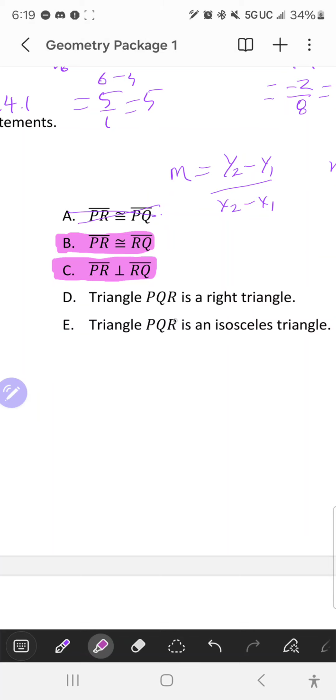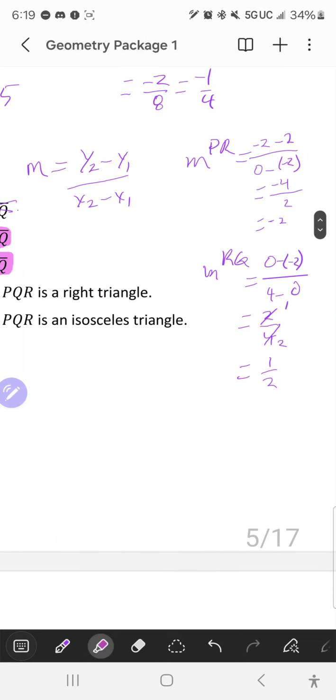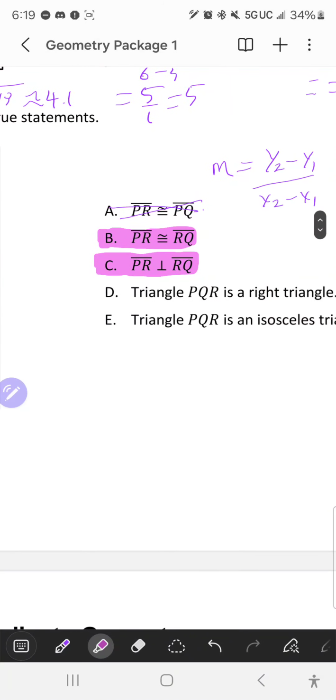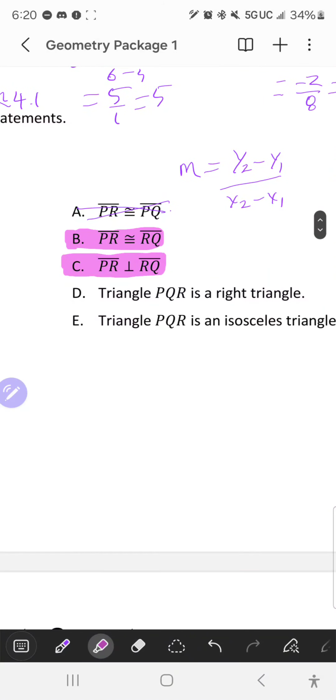Now, triangle PQR is a right triangle. As we see, they are perpendicular. For a triangle to be a right triangle, two of the sides need to be perpendicular to each other. So this statement is also true.